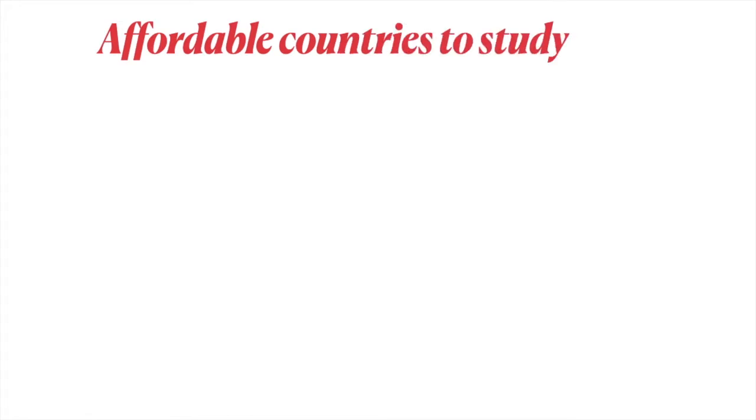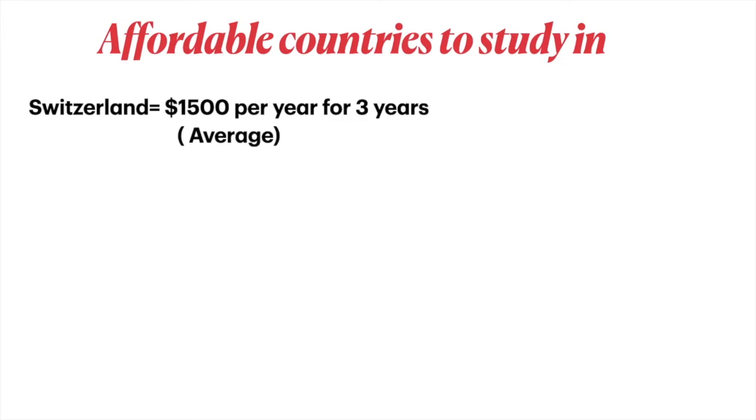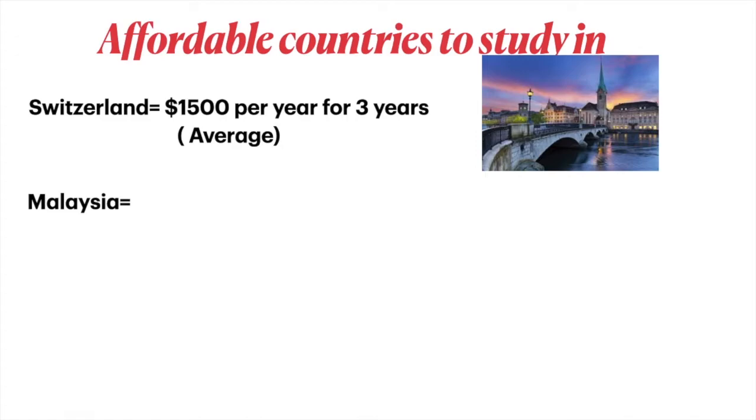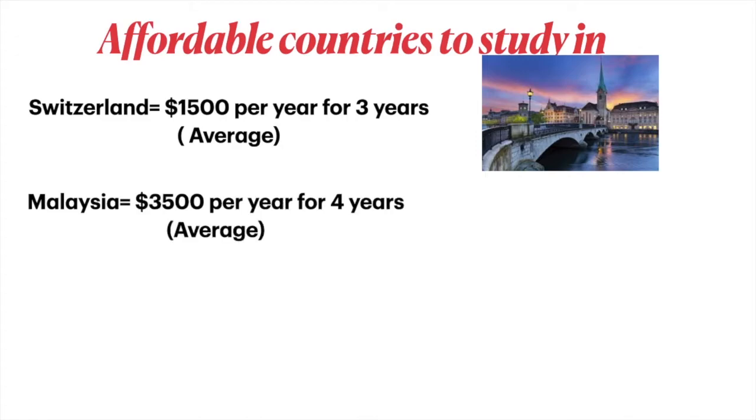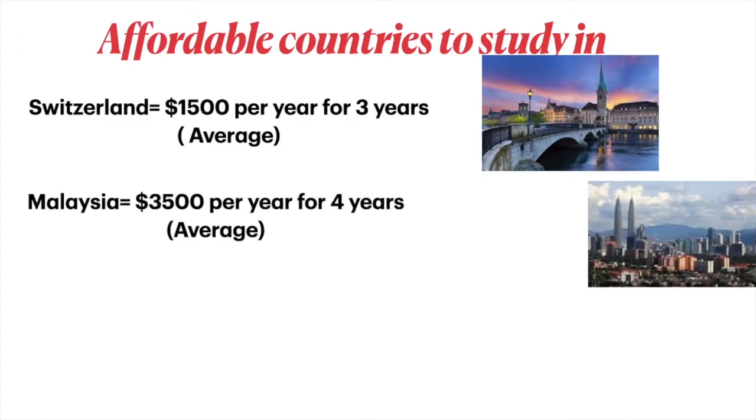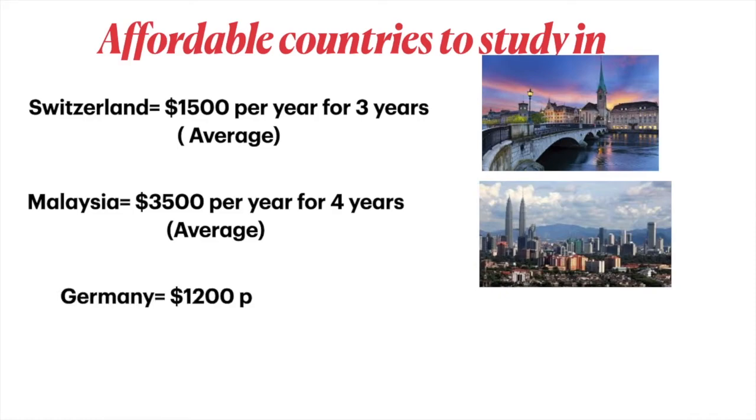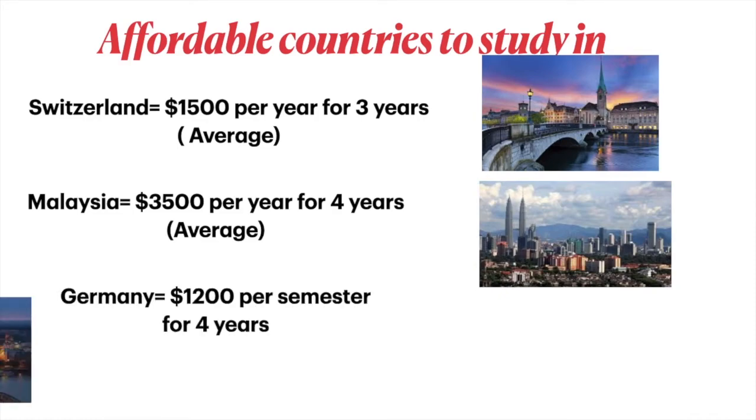Affordable countries to study in: Switzerland, which is $1,500 per year for 3 years. Malaysia, which is $3,500 per year for 4 years. And Germany, which is $1,200 per semester for 4 years.